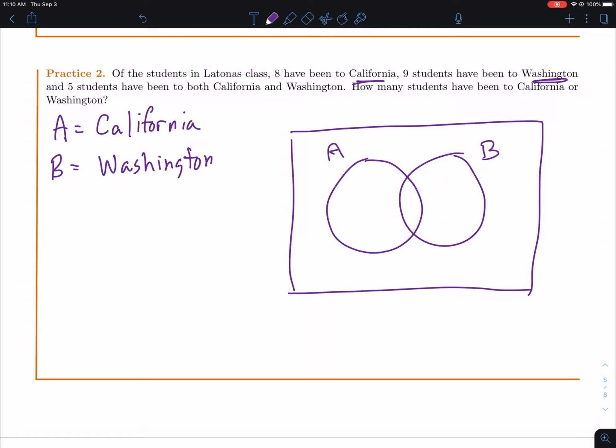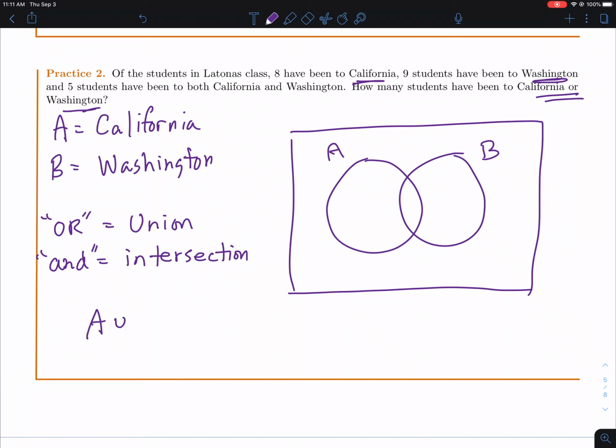And so the goal is we're trying to figure out how many students have been to California or Washington. So the thing to remember is OR problems are always the same thing as union, which is basically filling in the whole entire circle. And problems are always going to be intersection. So in this case, when it says California or Washington, it's really saying, what is A union B? That's another way to think about that. So if you want to try to translate these words into set theory symbols.